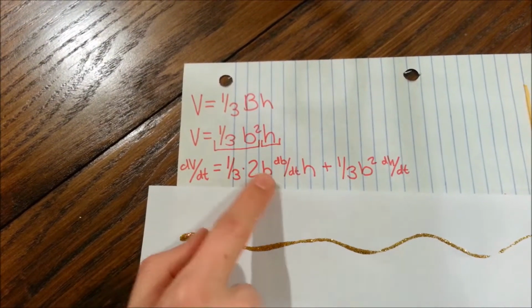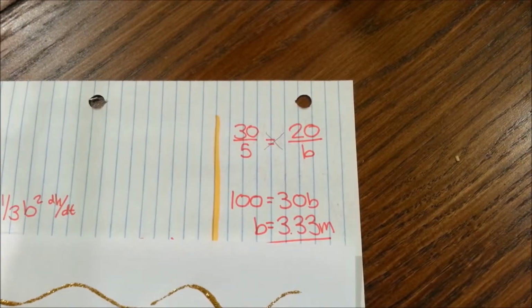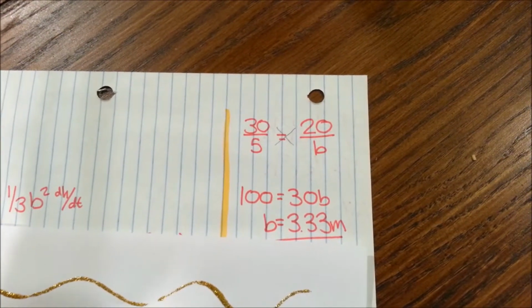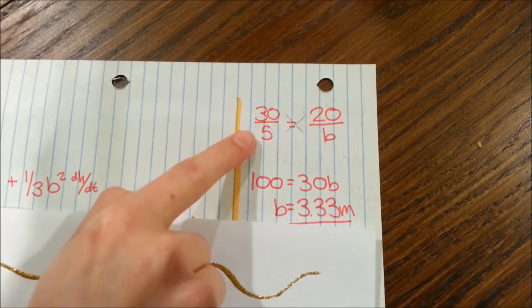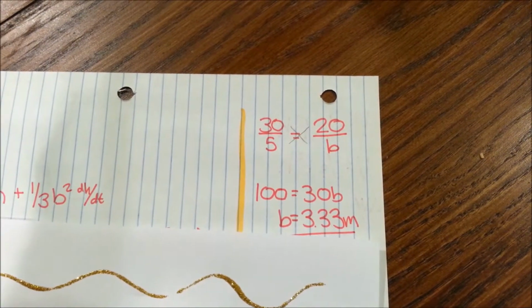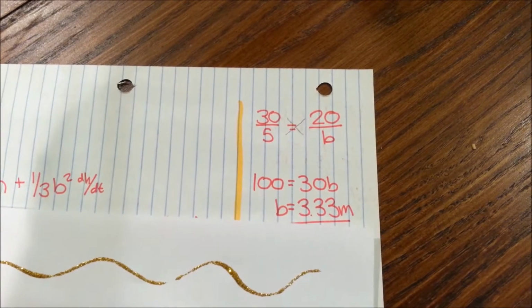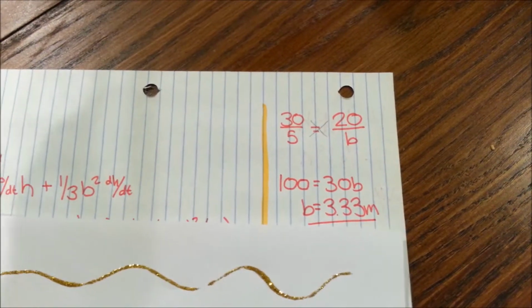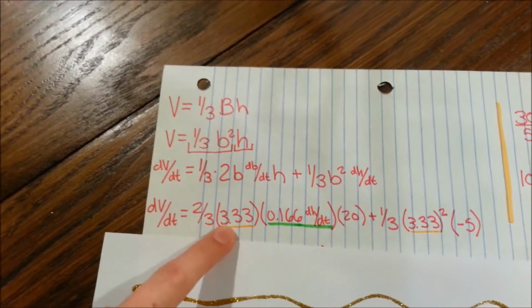Then to find the base, which is what we're missing, we use this ratio of 30 over 5 set equal to 20 over b, with 30 and 5 being the original height and the base. And then 20 is the height because when it decreases at 10 meters, the height is 20 meters. Then we cross multiply and then divide and get a base of 3.33 meters. And then we plug that in right here.